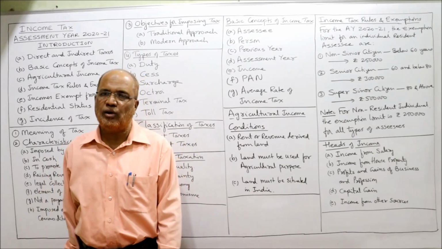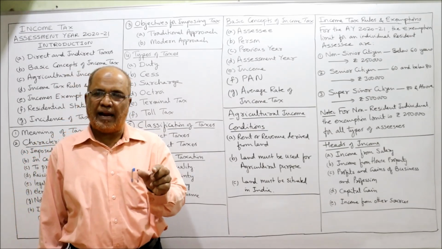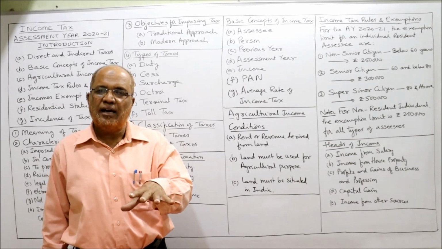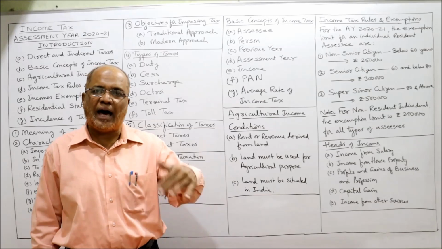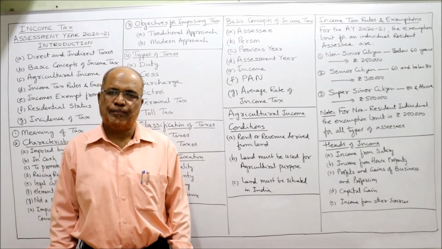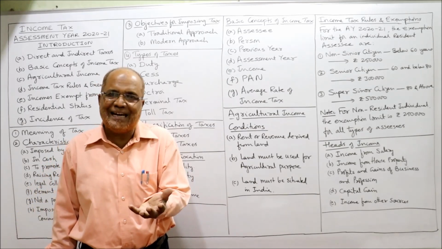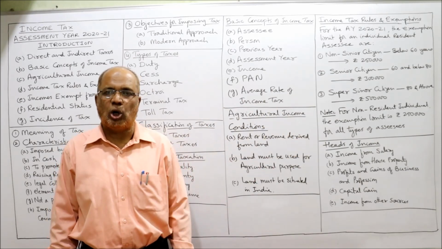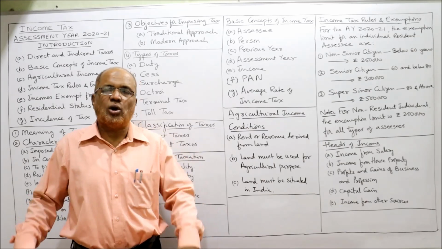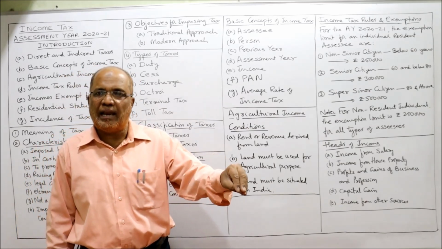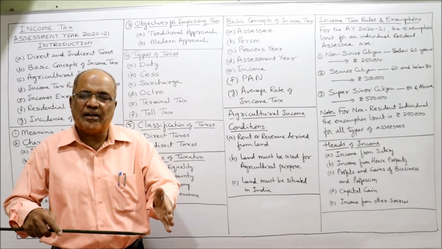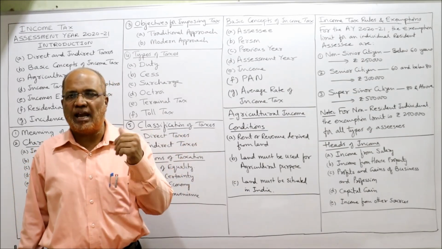First one is rent or revenue derived from land. Rent derived from land. For example, an agricultural land is there. The owner of the agricultural land has let out the agricultural land to another person, a farmer. The farmer is doing agricultural work, and from the agricultural produce he is getting, he is paying the rent to the landlord. The rent received is also agricultural income. The landlord is not doing agricultural activity. He has let out the land to another person. The other person is doing agricultural work, and from that revenue he is paying the rent. The rent is an agricultural income.